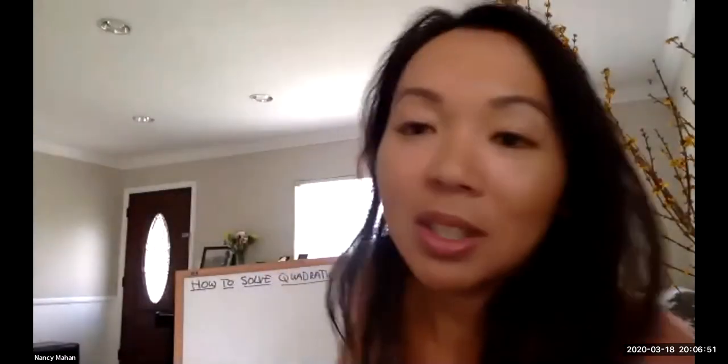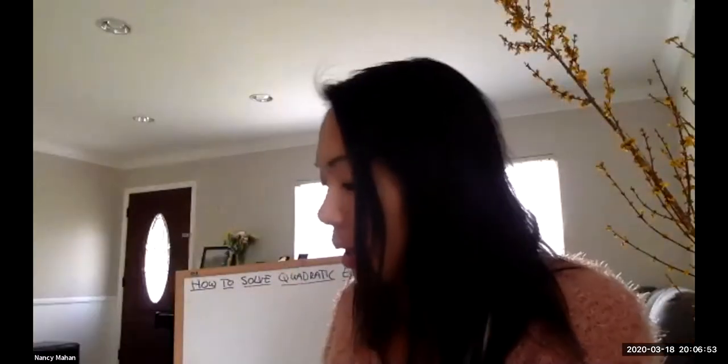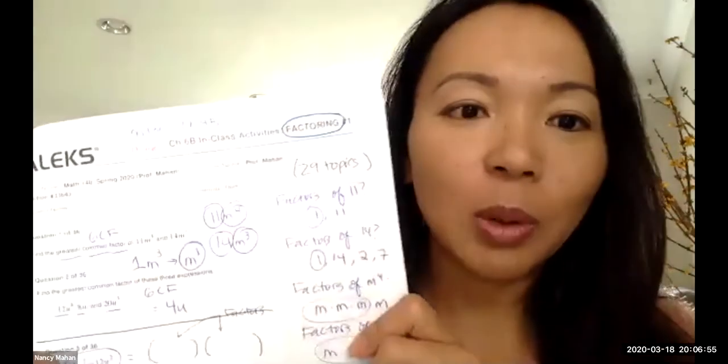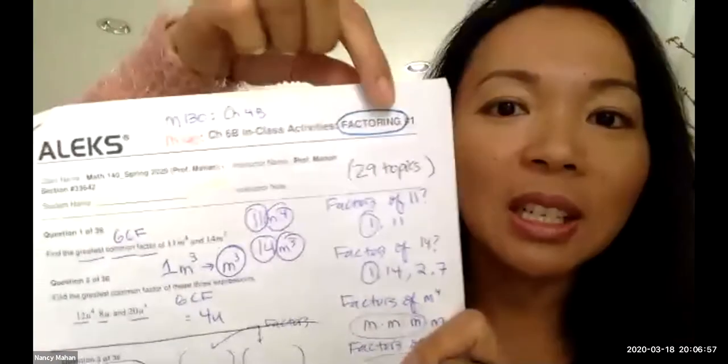All right, so make sure you have with you this worksheet, the steps to factoring, and also the worksheet for those in Math 140 class, it's going to be the chapter 6B worksheet. This one right here, the one that we went over on Wednesday, chapter 6B, this is factoring.